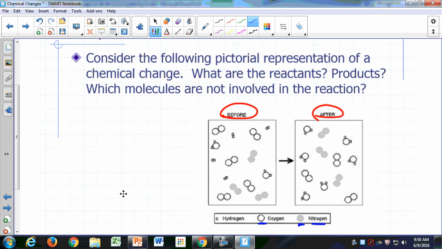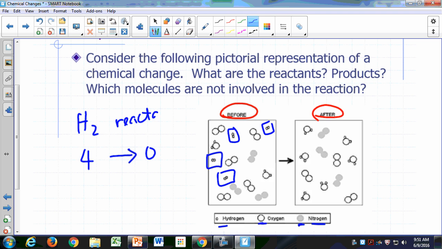So what happened here? Let's identify the molecules that are here. There are pairs of little circles. That would have to be a pair of hydrogen atoms, so that's H2. How many H2s do we have before the change occurred? 1, 2, 3, 4. You have 4 H2s before, but after you now have none. So we say the amount of H2 during this reaction decreased. So H2 is a reactant. What else do we have here?